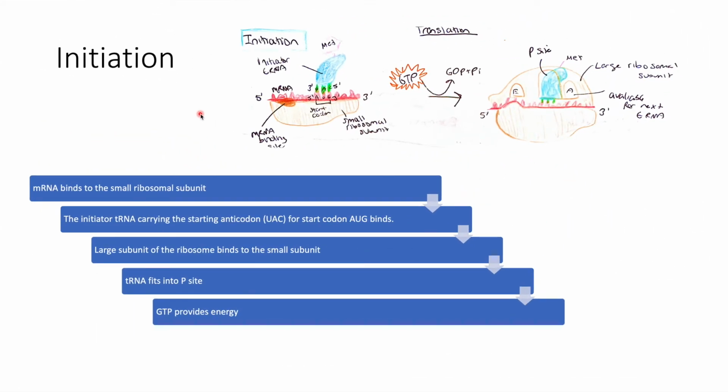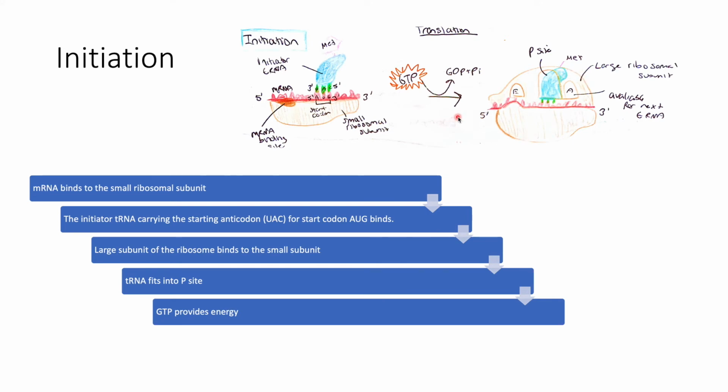Let's now discuss the first stage of translation, initiation. First, the mRNA binds to the small ribosomal subunit at the mRNA binding site. The initiator tRNA, carrying the starting anticodon UAC for the start codon AUG, binds. Once this takes place, the large subunit of the ribosome binds to the small subunit, and the initiator tRNA fits into the P site, and the A site is now available for the next tRNA molecule.